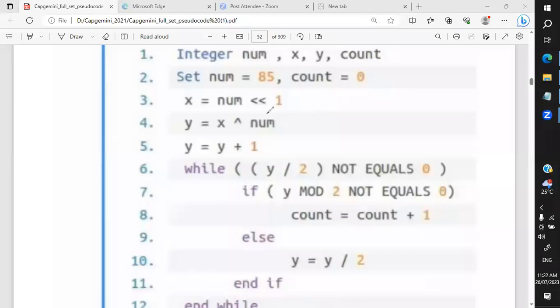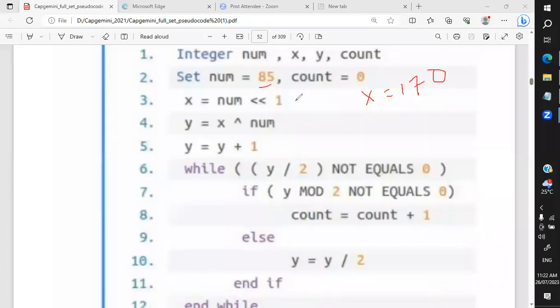Whoever didn't get it, just listen carefully. First, we have num as 85. Now count as 0. 85 left shift once. So when you are moving towards the left side, the value gets multiplied by 2, right? You have to write the binary representation of 85, then move one bit towards the left side. But it's not necessary to do it directly; with the shortcut method, simply multiply it by 2. So 85 into 2 is what? 170. So X value will become 170. 85 into 2, that's all.